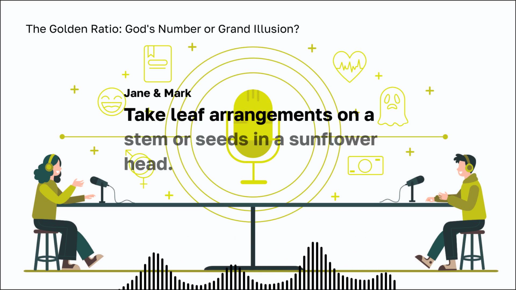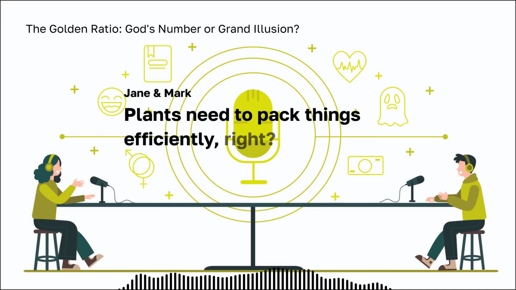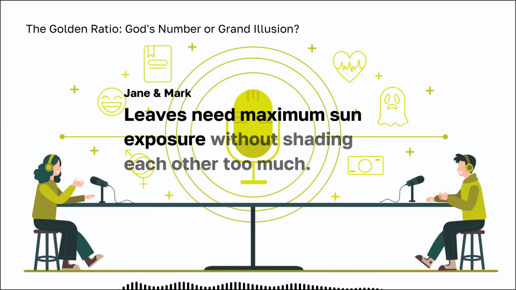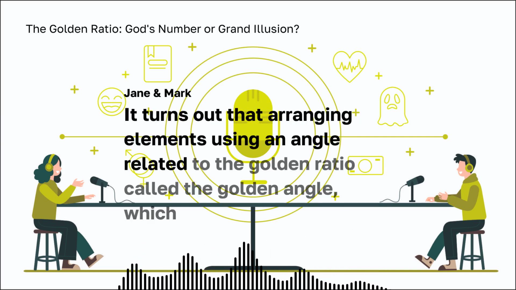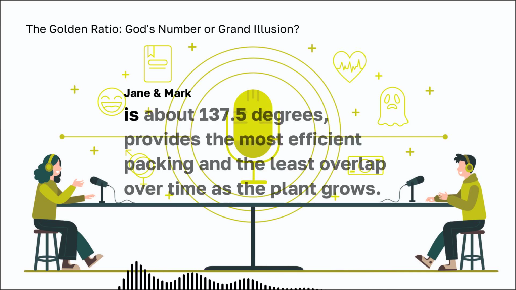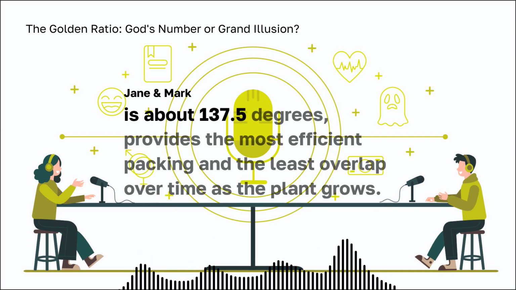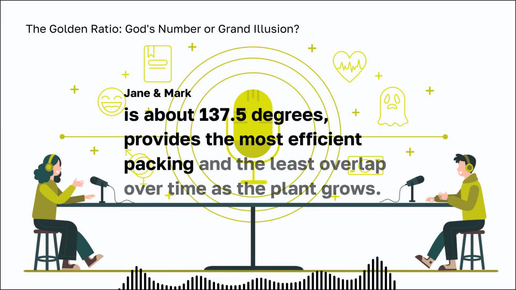Take leaf arrangements on a stem or seeds in a sunflower head. Plants need to pack things efficiently, right? Leaves need maximum sun exposure without shading each other too much. Seeds need to be packed tightly. It turns out that arranging elements using an angle related to the golden ratio, called the golden angle, which is about 137.5 degrees, provides the most efficient packing and the least overlap over time as the plant grows.